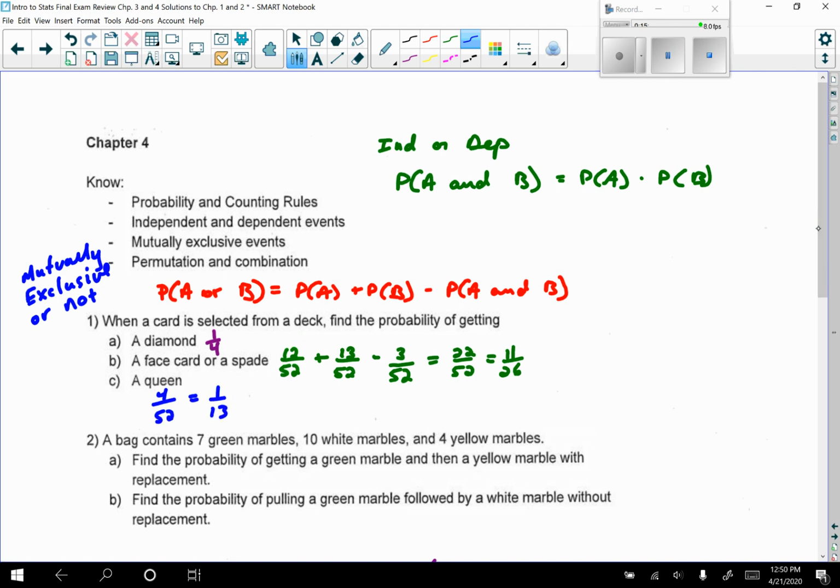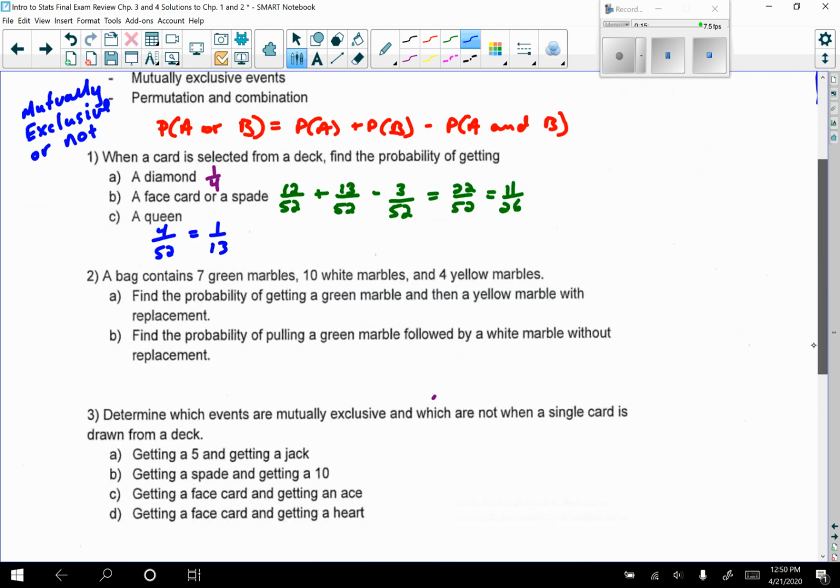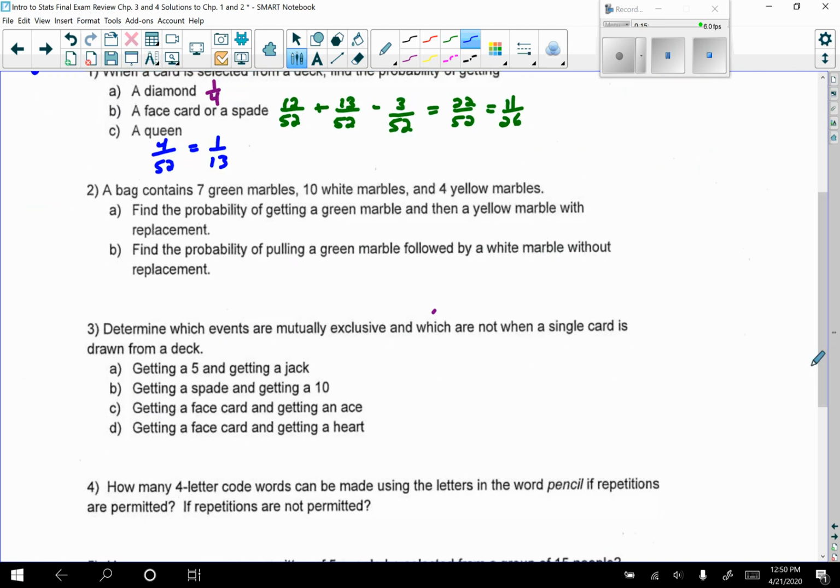All right, looking at 2, it says a bag contains 7 green marbles, 10 white marbles, and 4 yellow marbles. Find the probability of getting a green marble and then a yellow marble with replacement. So this is the question of whether they're independent or dependent. So here we're looking at the probability of green and yellow. I'll just use the letters here. So we're using "and," which tells us we're going to multiply.